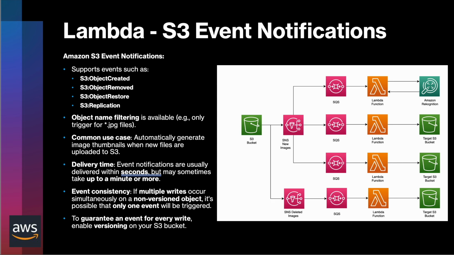S3 can also send events to SNS, and from an SNS topic we can do a fan out pattern to send to multiple SQS queues. Here we are sending the S3 bucket events to SNS, and from SNS we are doing the fan out, sending it to three different SQS queues. So that's the pattern for the fan out here.